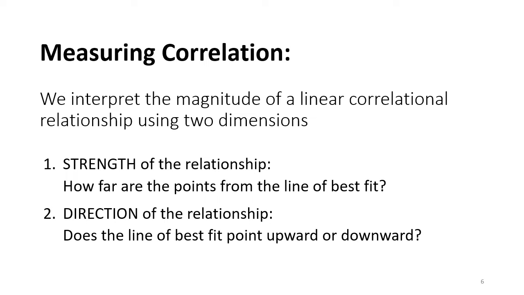So we interpret the magnitude of a linear correlational relationship using 2 dimensions. We measure the strength of the relationship by determining how far the points are from the line of best fit, and the direction of the relationship, does the line of best fit point upward or downward. And I really encourage you to watch this content on the whiteboard demonstration that will be forthcoming. I think you'll get a better idea of it with that.